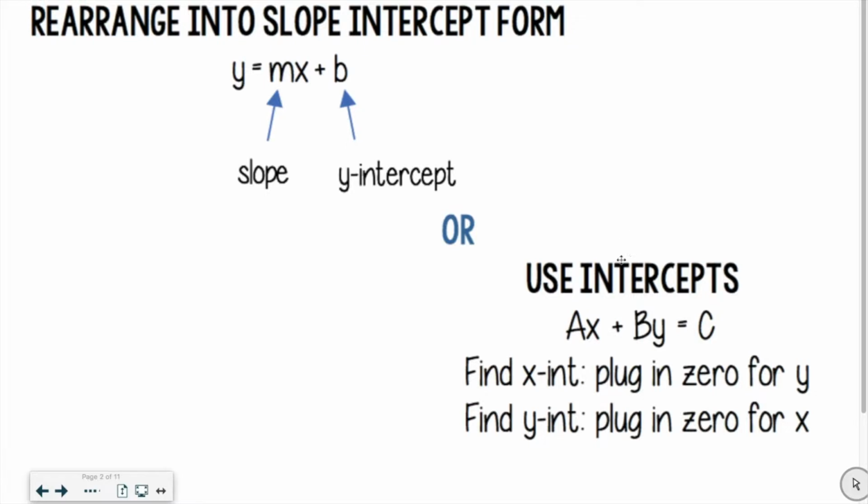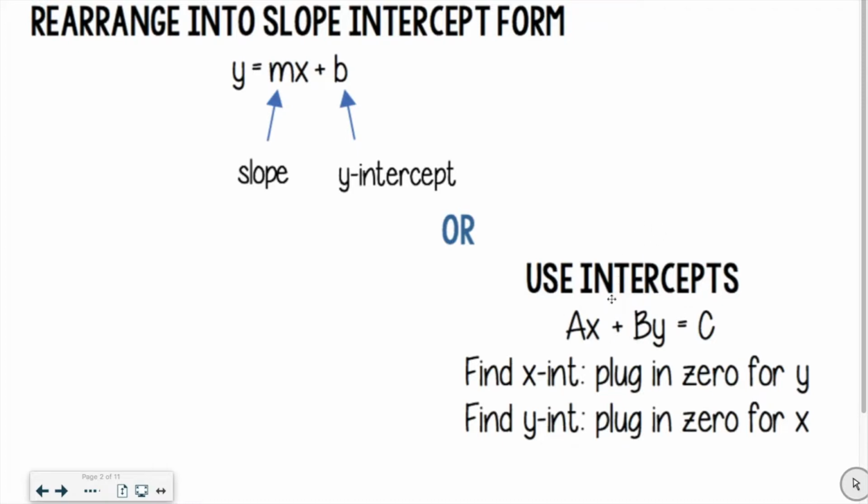And then you also can use your x and y-intercepts to graph a line. So if you have it in this form where it's a number x plus or minus a number y equals another number, then you can substitute 0 into x and solve for y, and that will give you your y-intercept. And then you could substitute 0 into y and solve for x, and that would give you your x-intercept. And then all you need is 2 points on a graph. You would just connect your y and your x-intercepts together, and that would be your line.